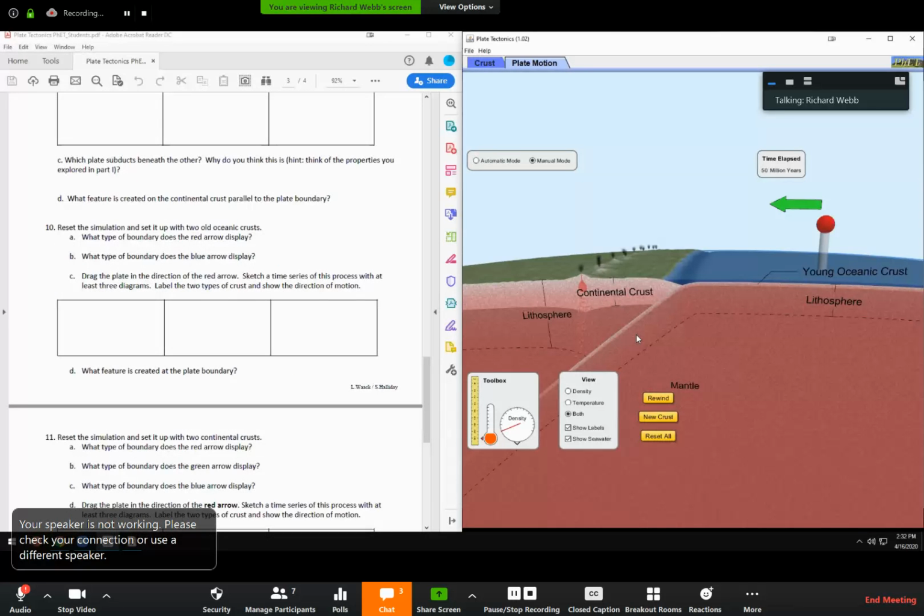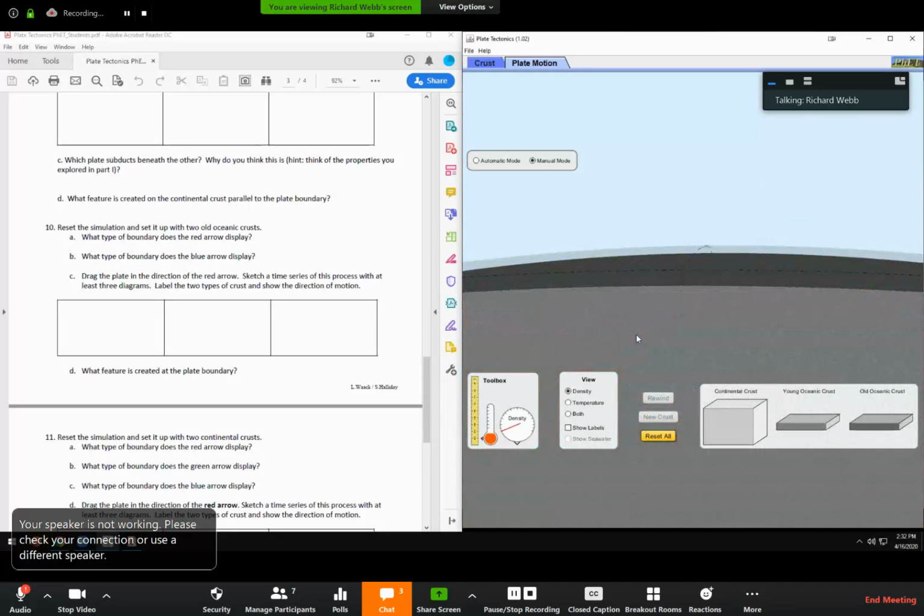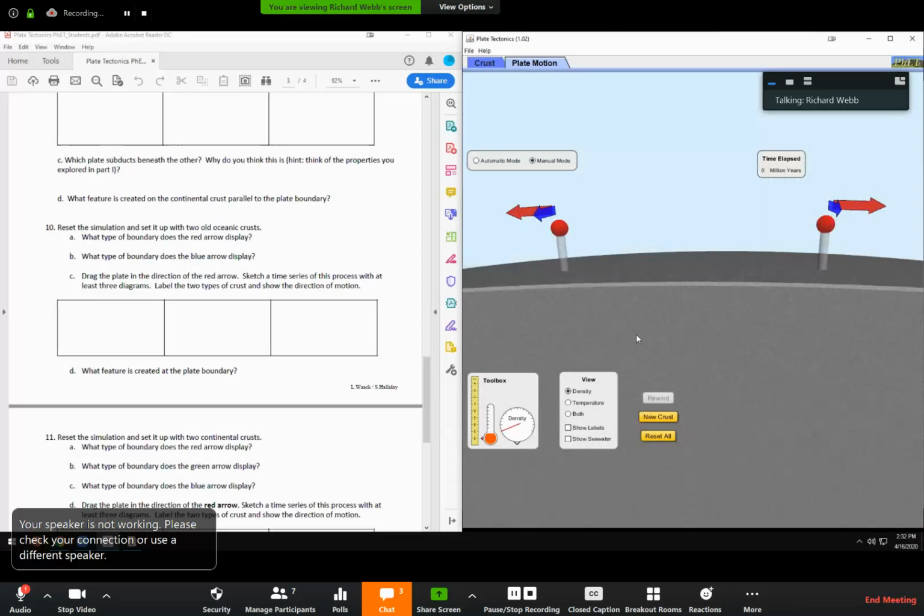Now you're going to reset with 2 old ocean crusts. So reset all and 2 old ocean crusts. And once again, show both, show labels, show seawater. What type of boundary does the red indicate? Red, they're moving apart. What type does blue indicate? I know both arrows look like they're coming out, but one's going to be going the direction shown, the other one's going to be stationary. And then you're going to show the red direction.